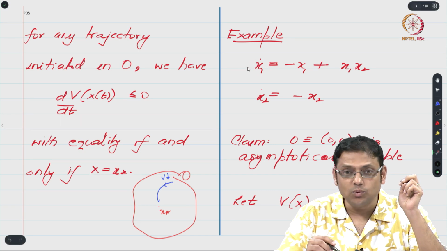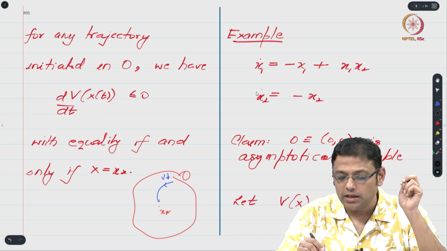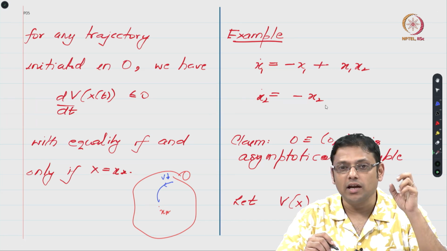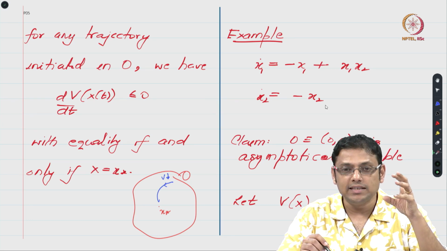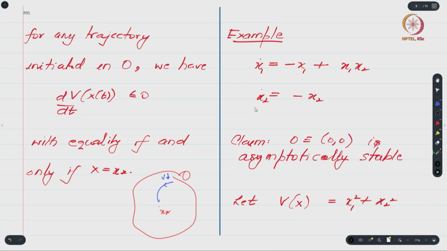In this case your x1 dot is equal to minus x1 plus x1 x2, and x2 dot equals minus x2. And we are now going to show that the origin is actually an asymptotically stable equilibrium point with regards to this, which basically means that if you start sufficiently close to the origin, then the solution trajectory of this ODE will actually go towards the origin. So in order to show that, we are going to construct a Lyapunov function, and in this case we will look at the Lyapunov function which is given by x1 square plus x2 square.